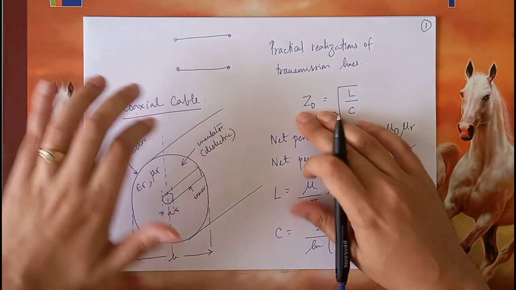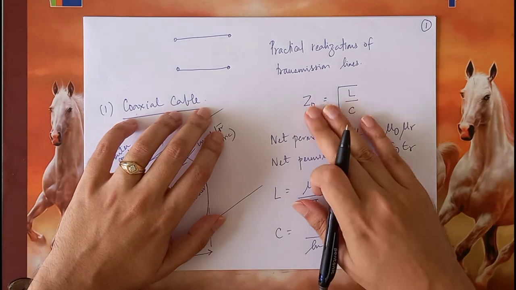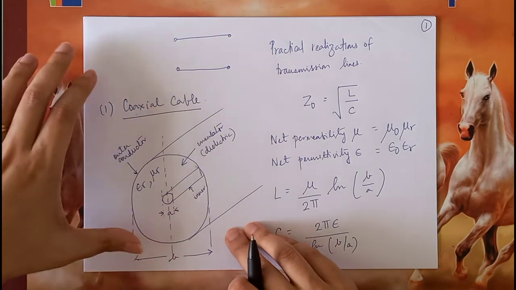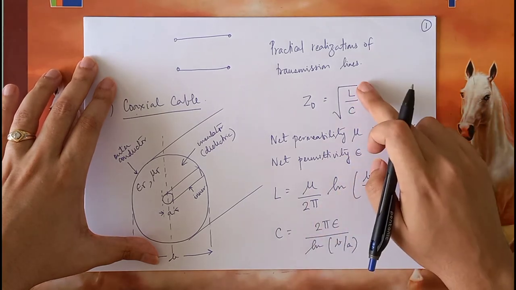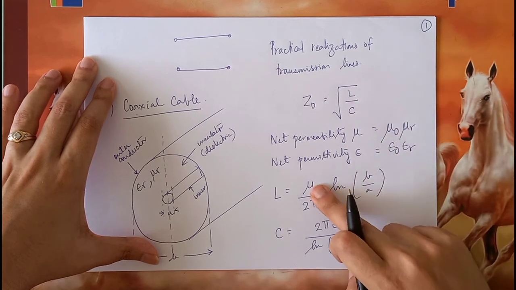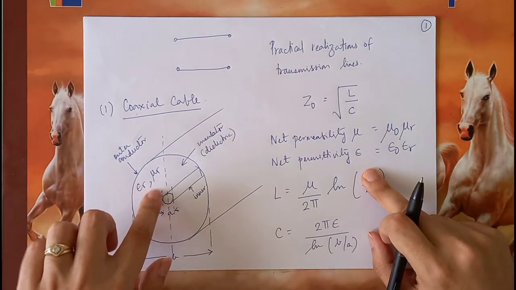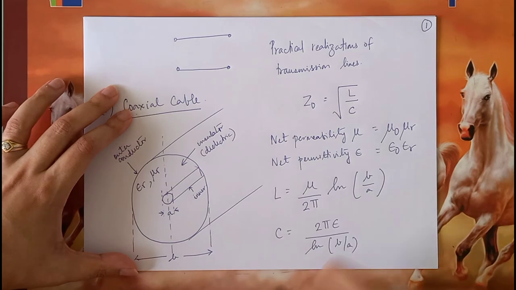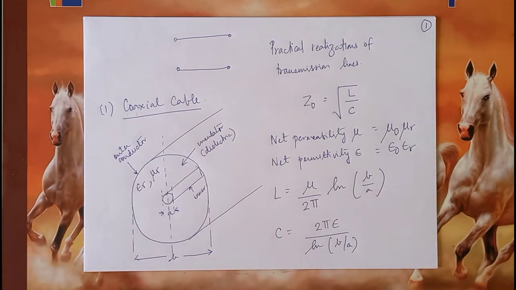So let us say I want some particular value of Z0. The most commonly used value of Z0 is 50 ohms. So let us say if I want to make a coaxial cable which has a characteristic impedance of 50 ohms, then I can design my per unit length inductance and capacitance values accordingly. And therefore, I can choose mu, I can choose B, I can choose A, I can choose epsilon. So mu and epsilon are decided by the insulator that is separating the two conductors, whereas B and A are the dimensions of the conductors themselves. So this is one way through which you can very easily realize a coaxial cable.